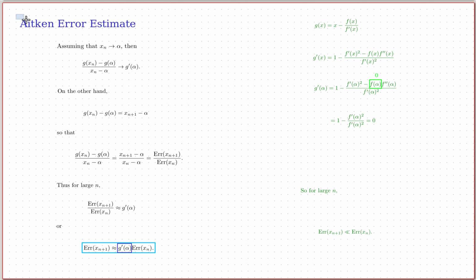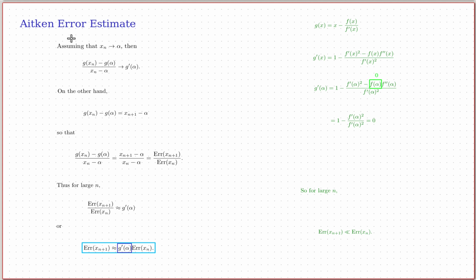we'll get something called the Aitken error estimate. That's what I'm going to do on this slide. It tells you how the error actually changes over time with each iteration, at least when you're close to the actual root. Now, we're going to assume here, and I realize this may seem like an unfair assumption, that xn does in fact approach the root that we want, alpha. It approaches the fixed point alpha that we're looking for.